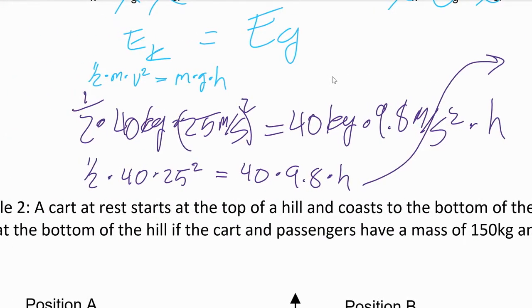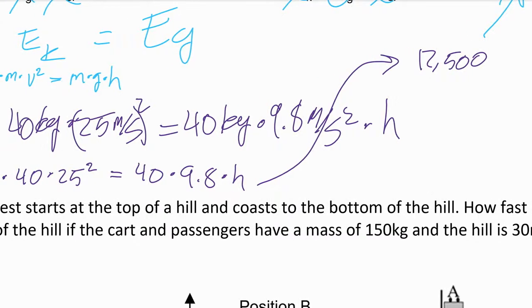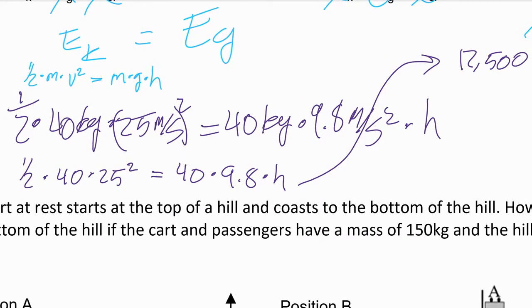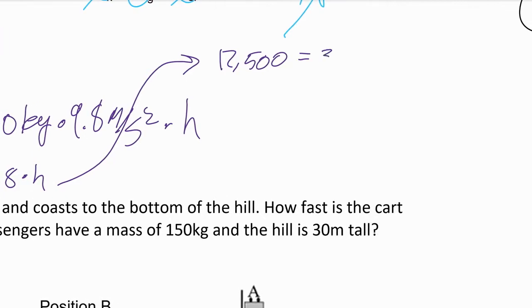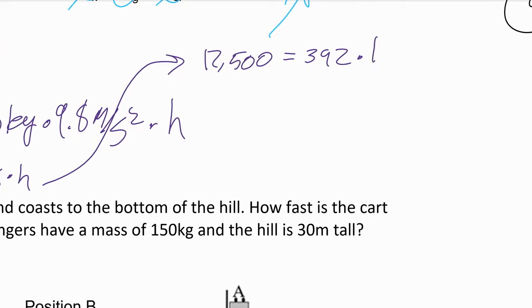What we end up with is we just type this into our calculator and you get a number. And the number you get is 12,500. That's all this simplifies down to. And then we can also do the same thing here. 40 times 9.8 equals 392. And then we just have h. This problem is a lot easier to solve now.